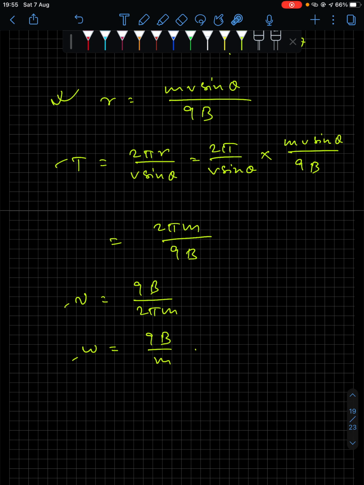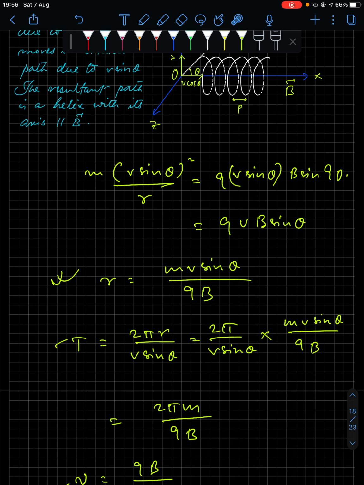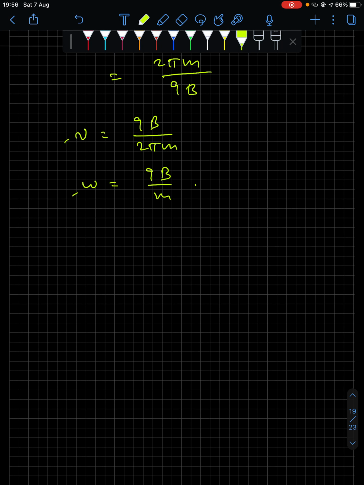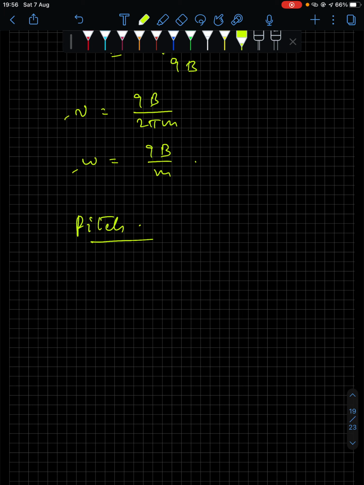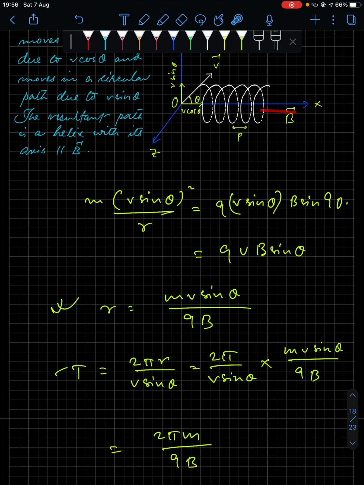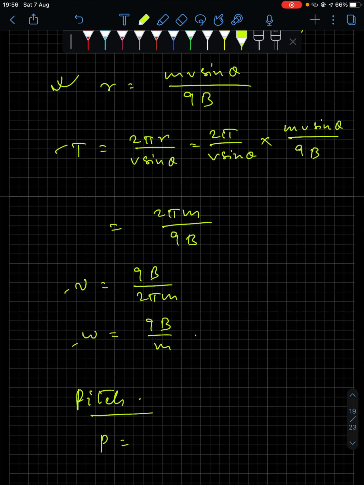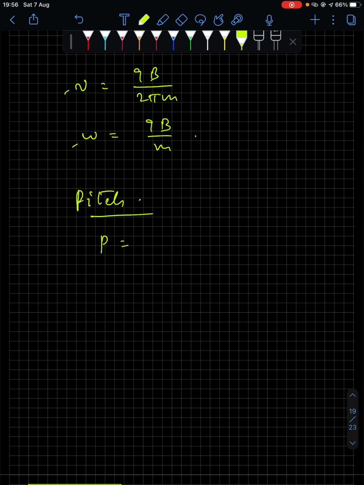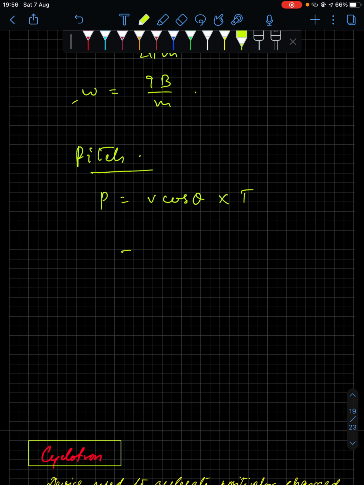So what is the definition? The definition of pitch is the horizontal displacement which is obtained while the charged particle describes one circular path. Or you can check the actual definition in the book. We'll be going through the relation only. Pitch p equals, now who is giving that horizontal displacement or the motion along the x-axis? It is given by the v cos theta component, right? So p is the displacement, p equals velocity into time. Velocity is v cos theta into t.